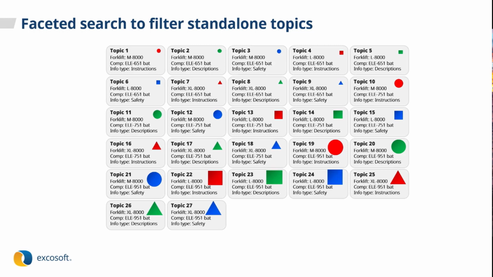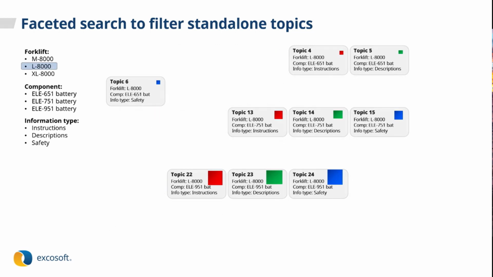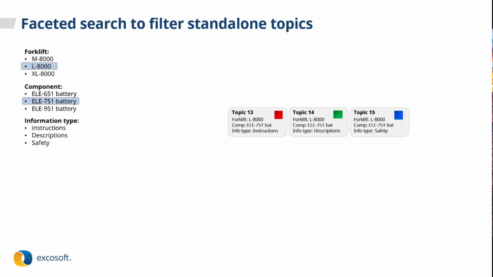If these are the standalone topics in the CDP, each box is a standalone topic, and I'll try to visualize the metadata using these icons, color, shape, and size. So we have the type of forklift model, type of battery, and type of information. Faceted search means that this metadata can be visualized to the user as filters. So if the user selects a product model, we hide all topics that are relevant for other product models. If the user selects type of battery, we hide all the topics that are relevant for other batteries, etc.